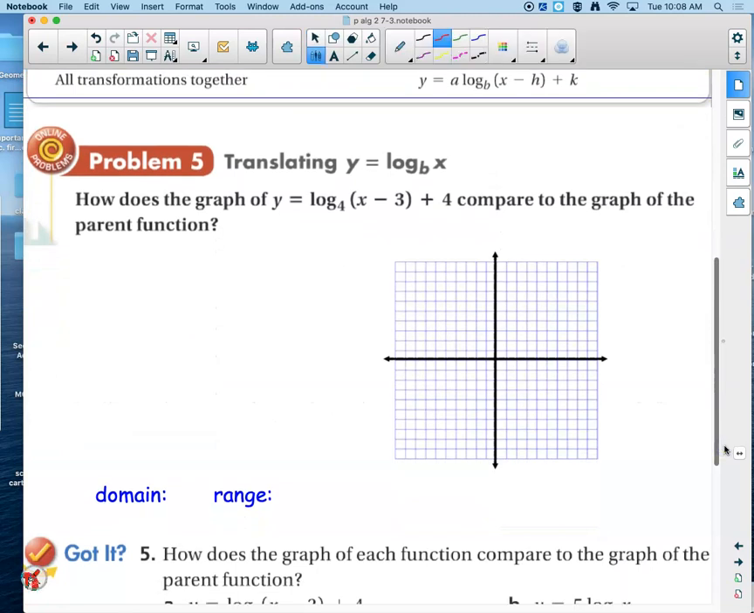How does the graph of y equals logarithm base 4 of x minus 3 plus 4 compare to the graph of the parent function? Well, the first thing we have to do is figure out what the parent function is. And the parent function has always been: leave off h and k. Take everything else, and that's your parent function. So our parent function is y equals logarithm base 4 of x.